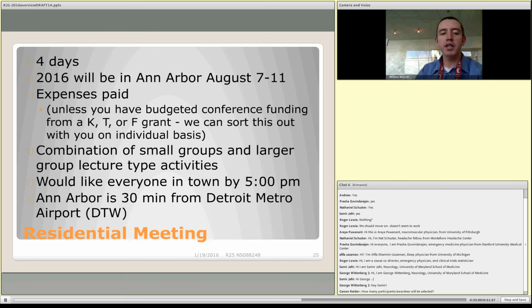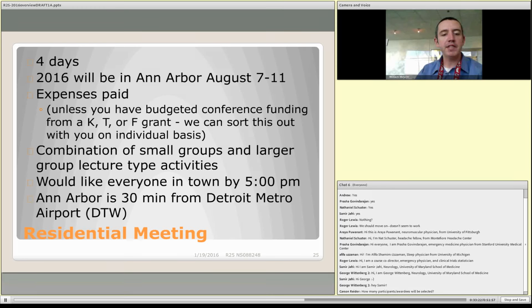Do not in any way construe this to mean that if you have a K, T, or F grant that you need to come up with some money. We have funding for this. This is just a regulatory issue, and we can certainly deal with it. And it hasn't come up yet, so I wouldn't worry about it too much. But I need to just point that out.